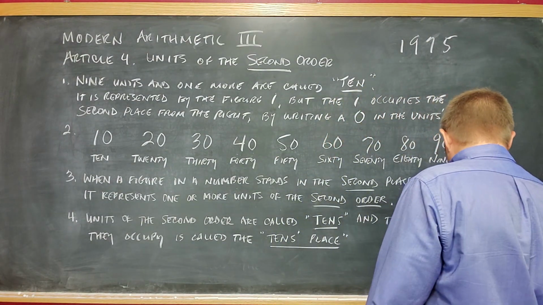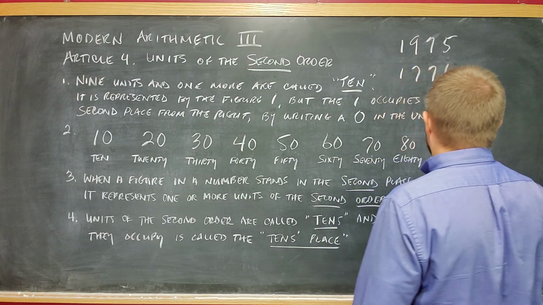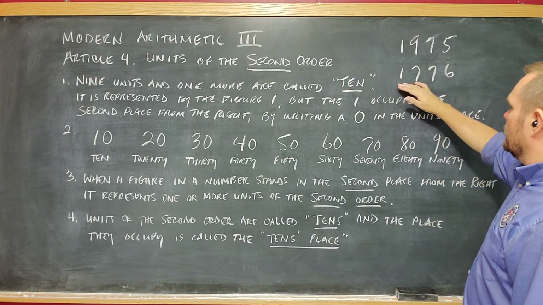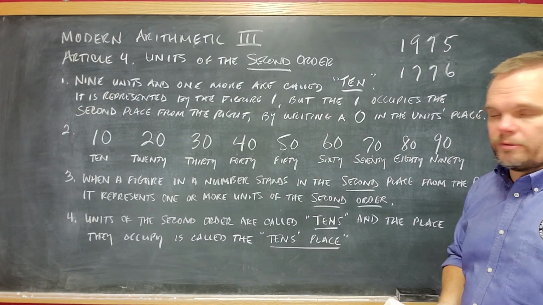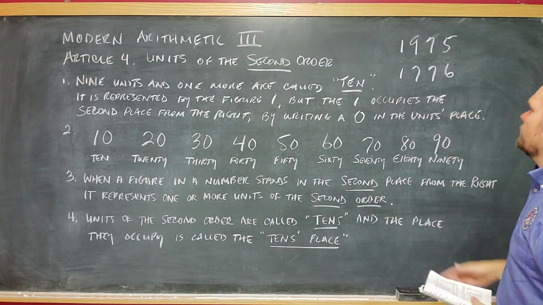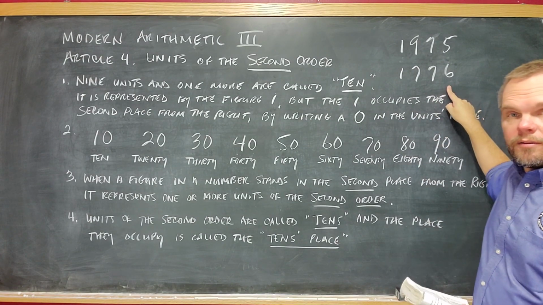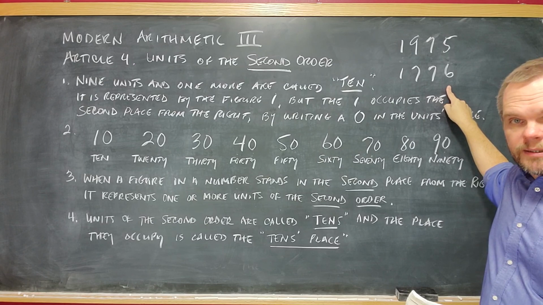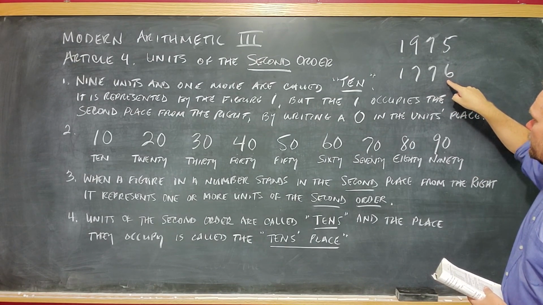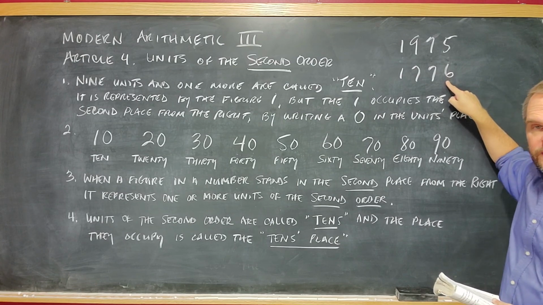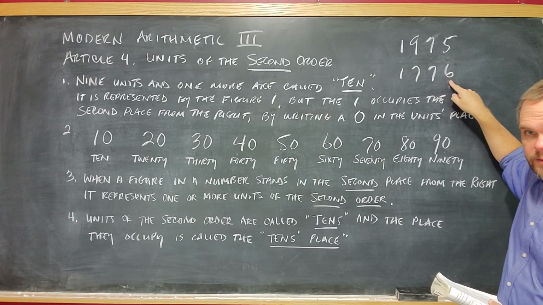I'll just take the number 1776, the year that the Declaration of Independence was written, 1776. How many units are there in this number? There are 6 units because the figure 6 is written in the first place, in the units place. It tells us that there are 6 units.